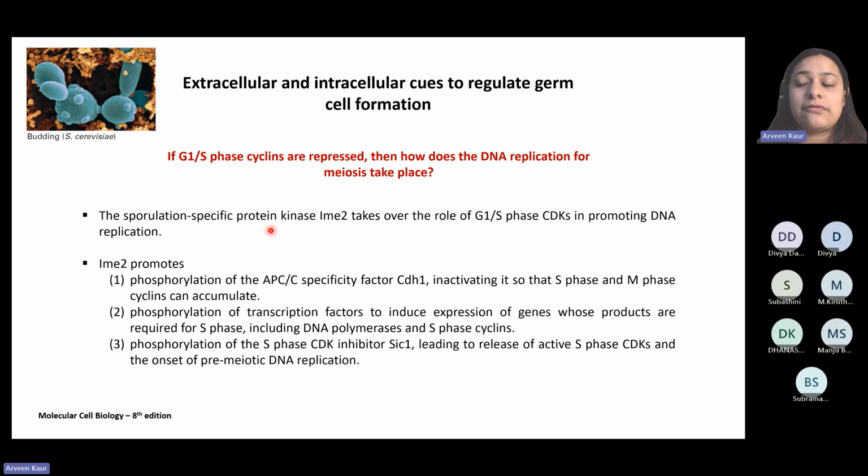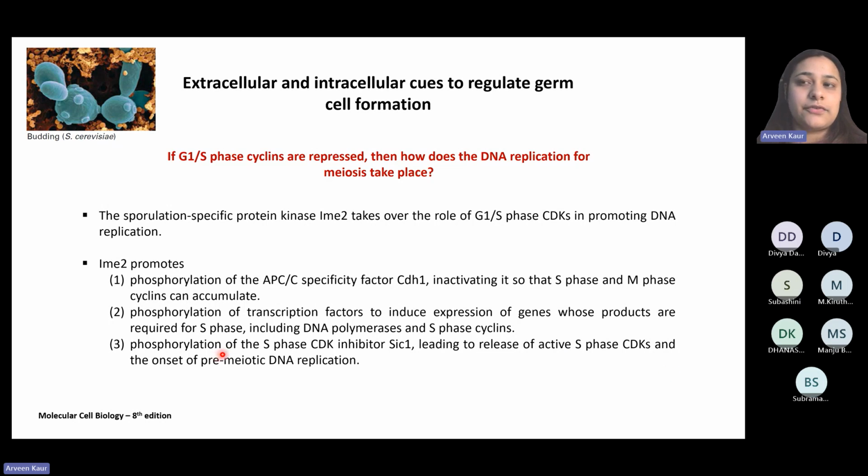This is a kinase, right? What is the property of a kinase? It will phosphorylate, or add a phosphate group. So it will add the phosphate group to APC to basically inactivate APC and to accumulate S phase and M phase cyclins. Then it is going to add a phosphate to the transcription factor so that S phase polymerases and S phase cyclins are available now, and it will also phosphorylate the S phase CDK inhibitor SIC, which will further lead to the release of active S-phase CDKs, right?